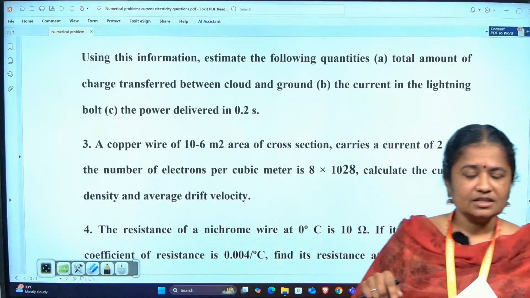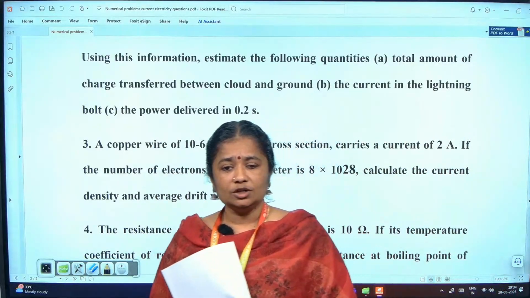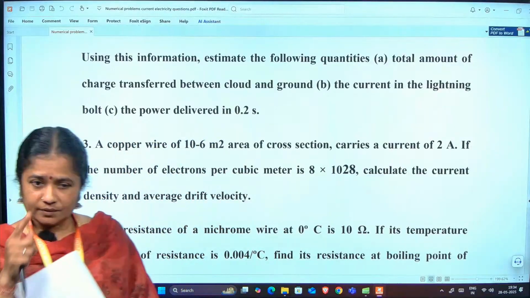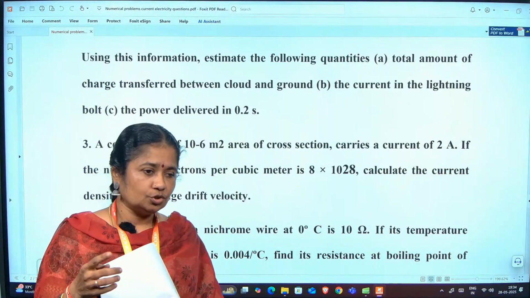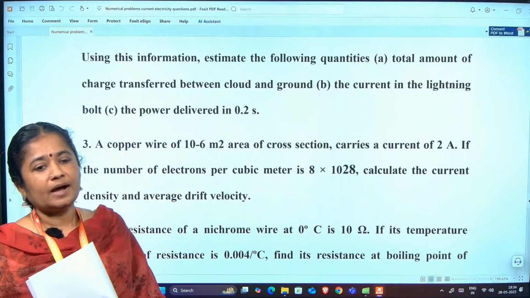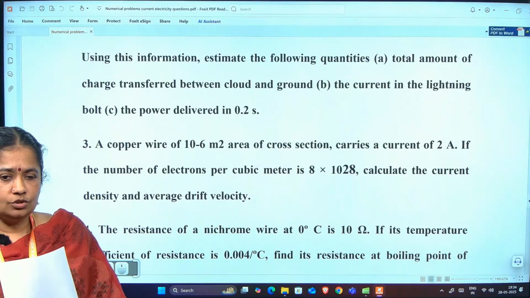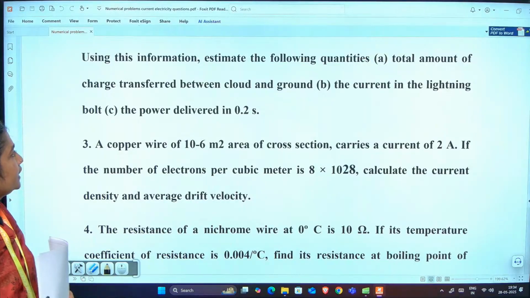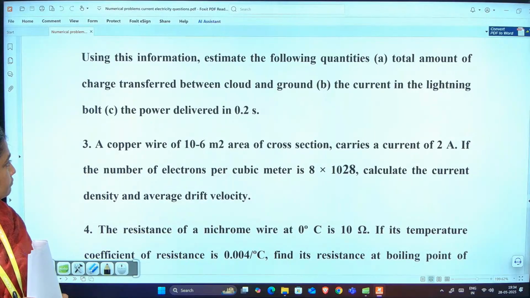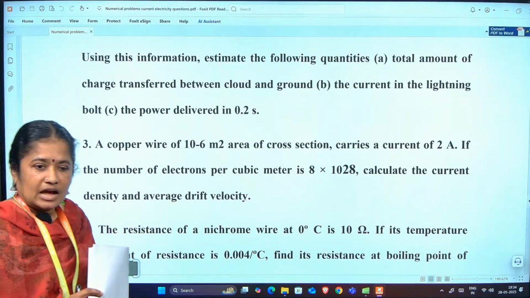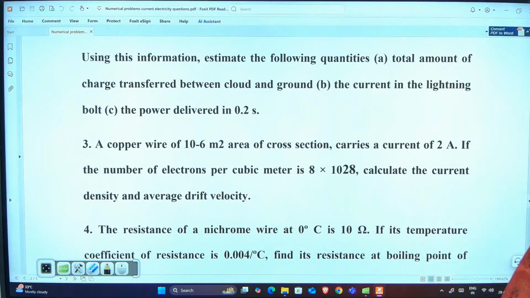Now the total potential energy transferred is U is equal to QV. You will use the formula U is equal to Q into V. In the question, U is given as well as V. Vigneshwaran, are you listening? U is equal to Q into V, therefore Q is equal to U by V. Calculate the total charge that is transferred between the cloud and the ground. After that, calculate the current. I is equal to Q by T.